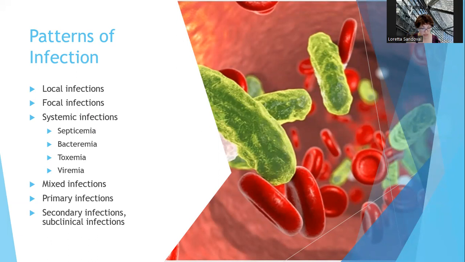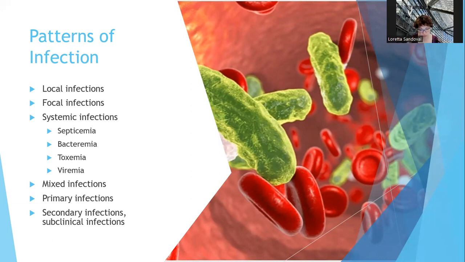Septicemia is really dangerous. Bacteremia, if you break the word down, is the presence of bacteria in the blood. Toxemia is the presence of toxins in the blood. And viremia is the presence of viruses in the blood. So you can have mixed infections where several infectious agents are concurrently establishing themselves at the same site.